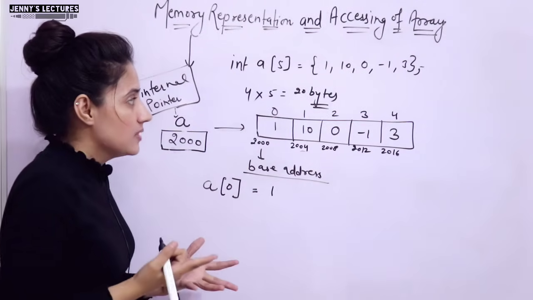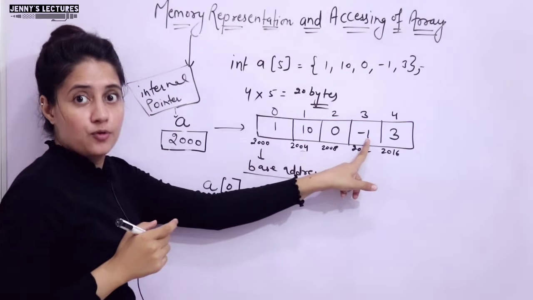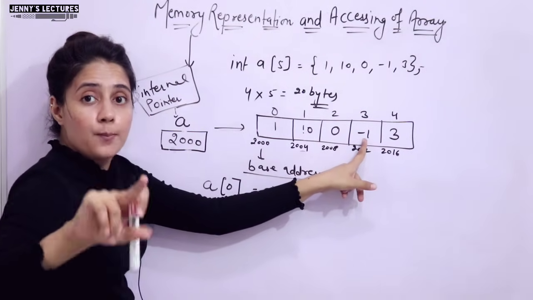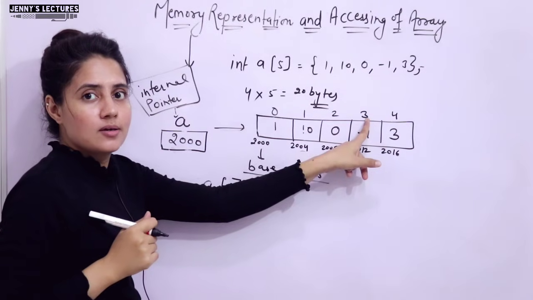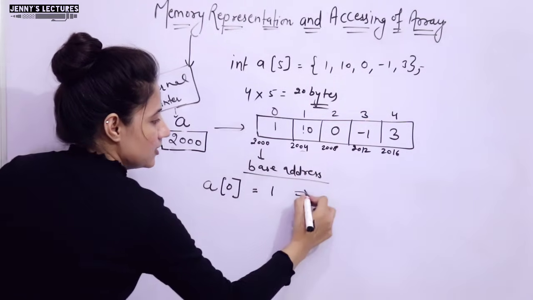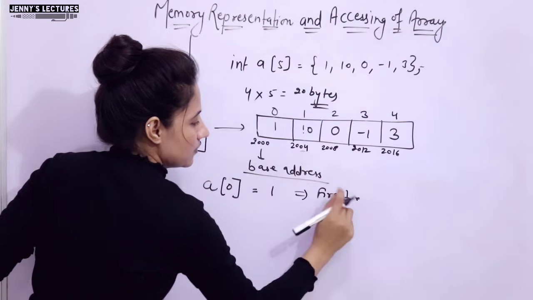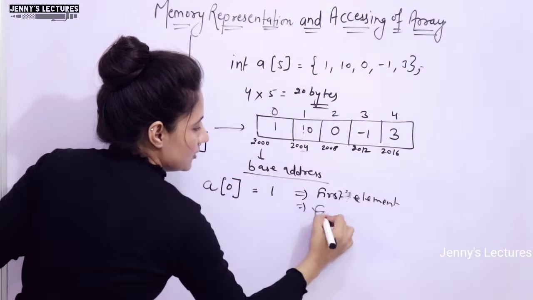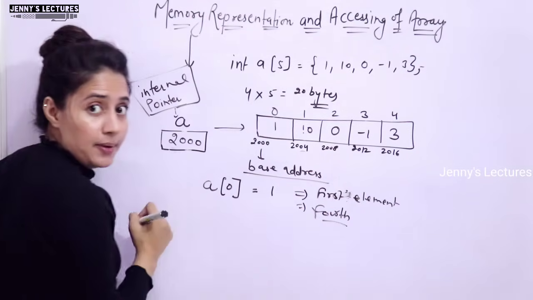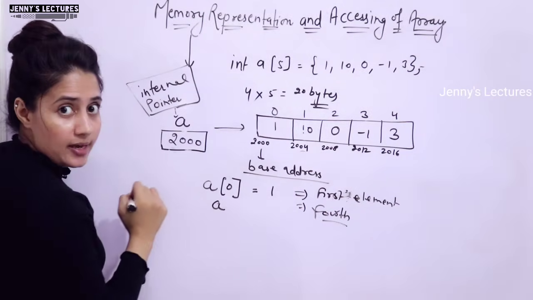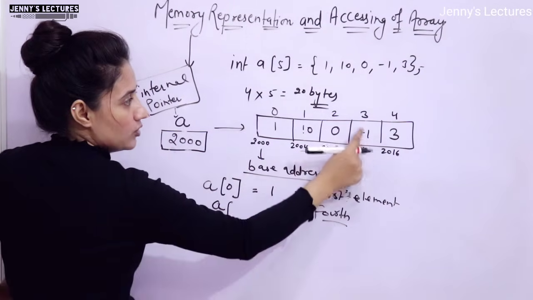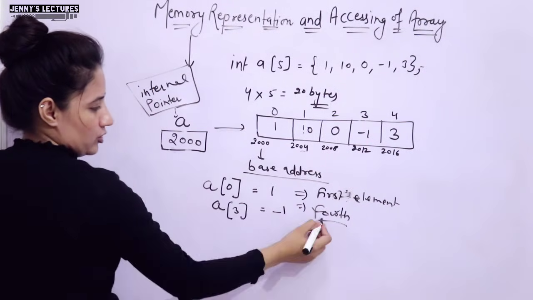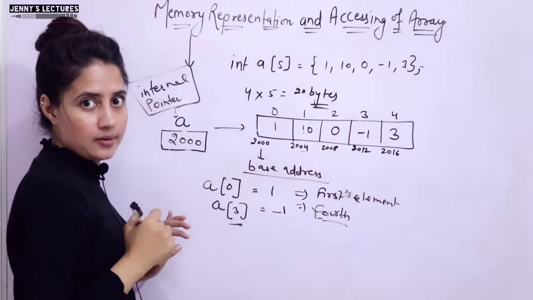If you want to access the fourth element of the array: first, second, third, fourth, the element is fourth, right, but the index is 3. So how to access the fourth element? The name of the array is A and the index of the fourth element is 3, and the value you will get is -1. So this is how you can access the fourth element, right.